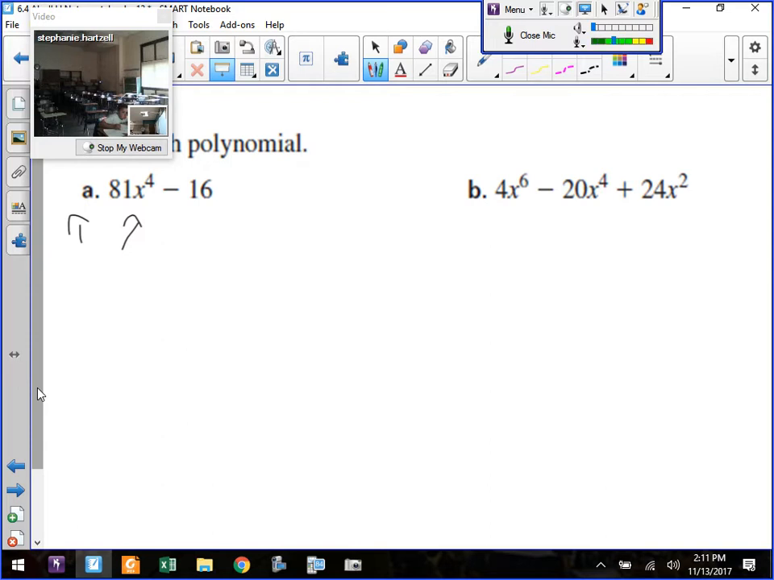So it's 81x to the 4th. What's the square root of 81x to the 4th? 9x squared. What's the square root of 16? 4. Is that a subtraction sign? Good. So you can do this: 9x squared minus 4, 9x squared plus 4.